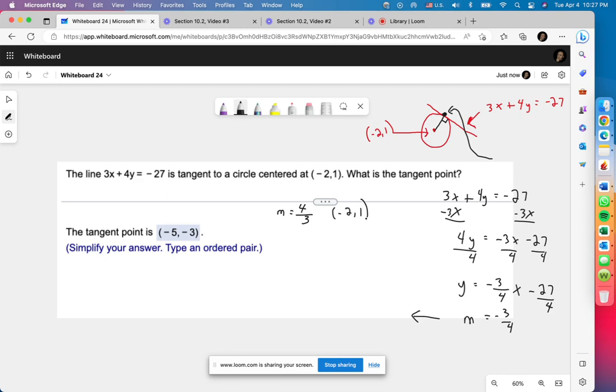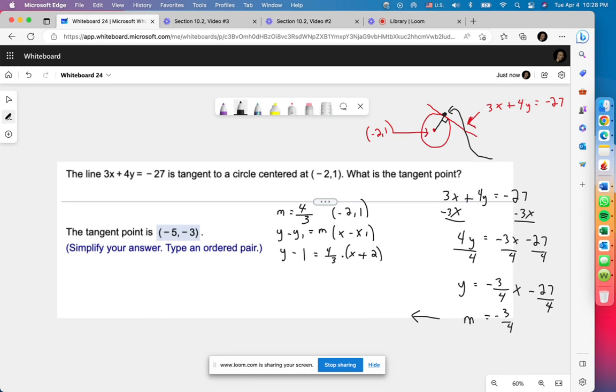So I need to write the equation of this line. And you need to remember y minus y1 equals m times x minus x1. Okay, so you're going to have y minus your y1, which is 1, equals your m, which is 4 over 3, times x minus your x1, which is negative 2, so it's going to be minus a negative, so it's going to be plus 2. All right, now we need to solve for y.